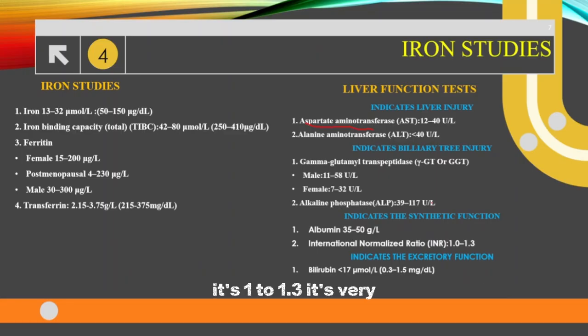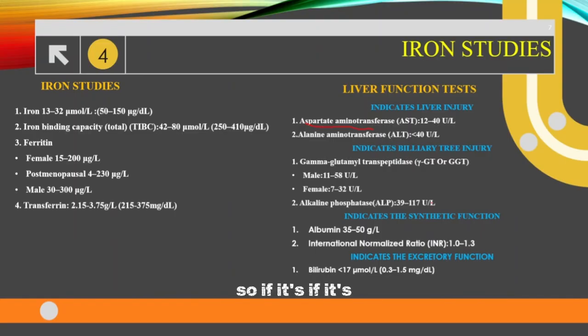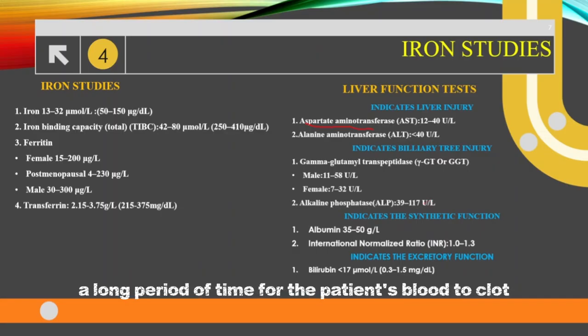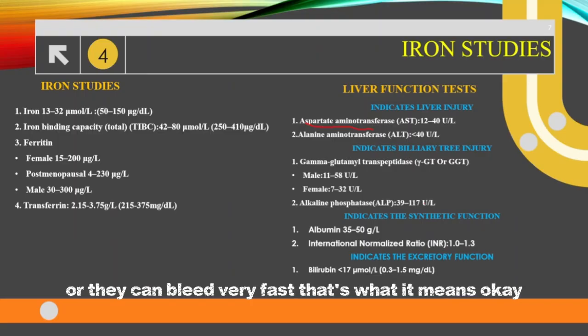It's 1 to 1.3. It's very, very important. And it tells you how fast the patient can bleed. Okay? Can bleed if they were injured, or they can just bleed. So if the INR is increased, it tells you it will take a long period of time for the patient's blood to clot, and therefore they can bleed severely. Or they can bleed very fast. That's what it means.